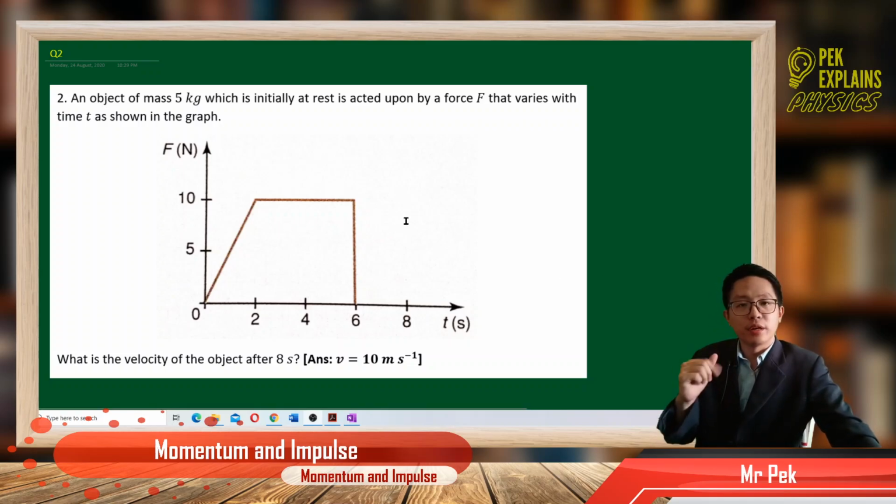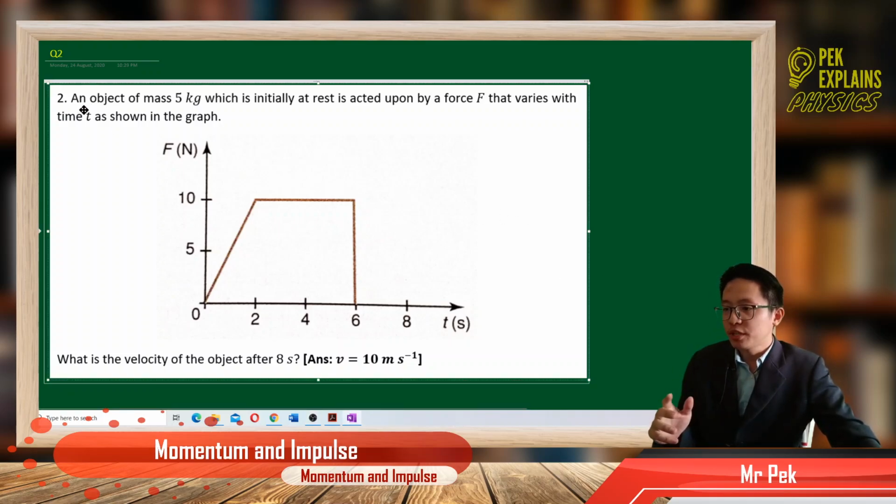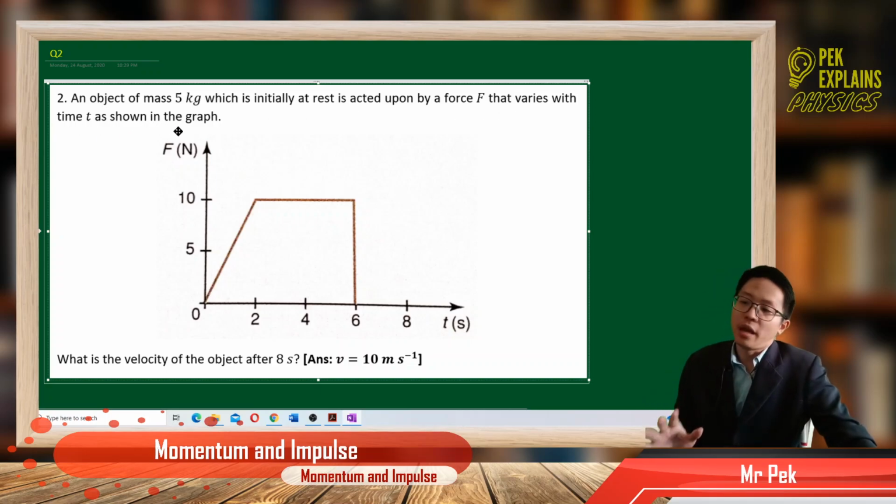Now, let us read the questions together. An object of mass 5 kg, which is initially at rest, is acted upon by a force F that varies with time t as shown in the graph. Okay, this is a force time graph. What is the velocity of the object after 8 seconds?